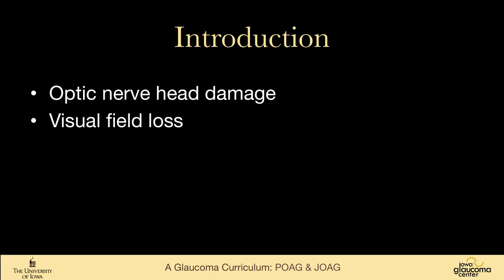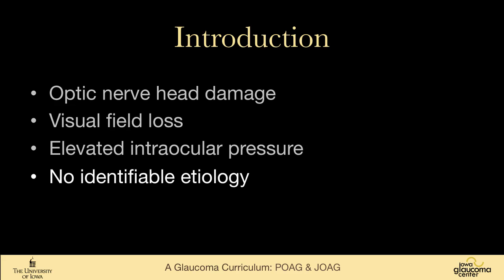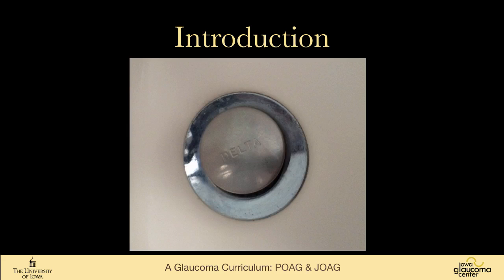What we see is optic nerve head damage and visual field loss. That means that the patient has glaucoma, and that's unifying through all forms of glaucoma. Primary open-angle glaucoma has elevated intraocular pressure. That's by definition. So if they had cupping and field loss without elevated intraocular pressure, we would consider that normal tension glaucoma, although that differentiation is pretty arbitrary. There's no identifiable etiology for the increased intraocular pressure.